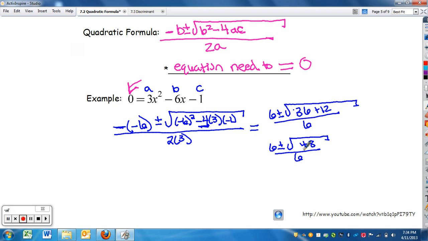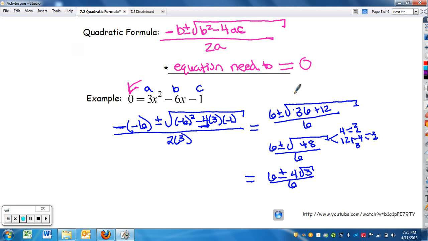all divided by 6. Well, then we're going to do simplest radical form for quadratics. So we're going to simplify this. So thinking back to Unit 4, we did our factor tree from here. So that's 4 and 12, 2 and 2, 4 and 3, and 2 and 2. So this equals 6 plus or minus 4 square root of 3 divided by 6.